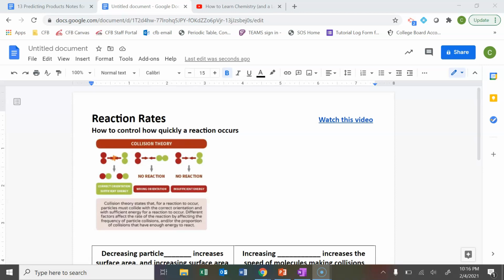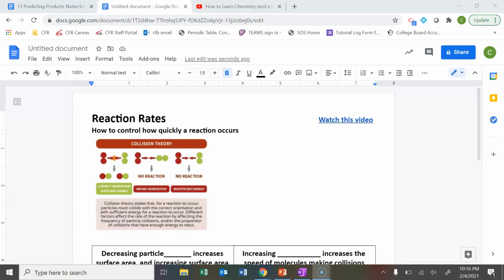All right, so the video talked about collision theory, and the idea is that in order for a reaction to occur, we need to have enough energy, and the reactants have to collide in a certain way. They need to have the right orientation, and they also have to be colliding with enough energy.